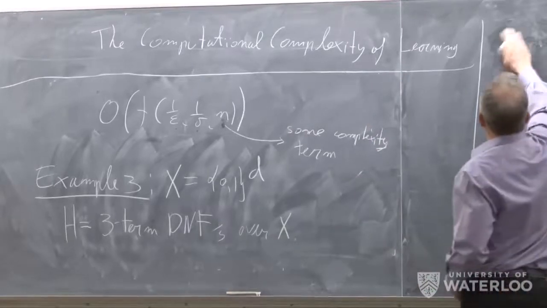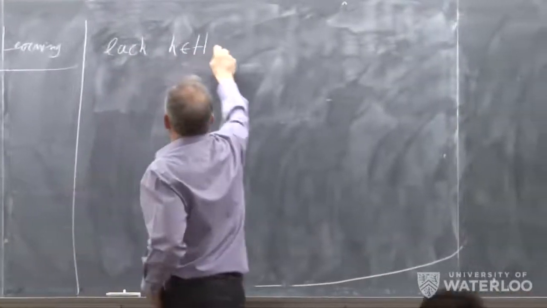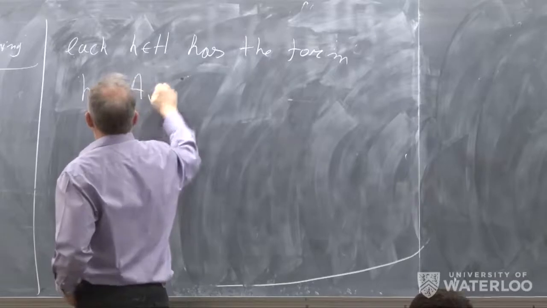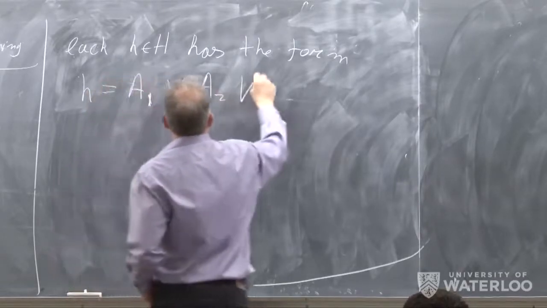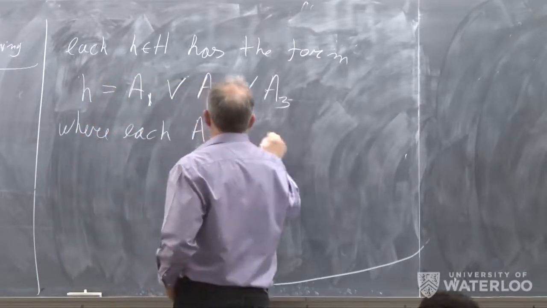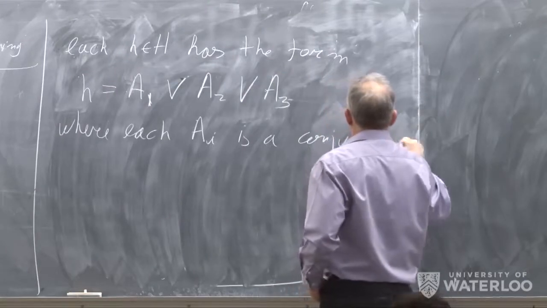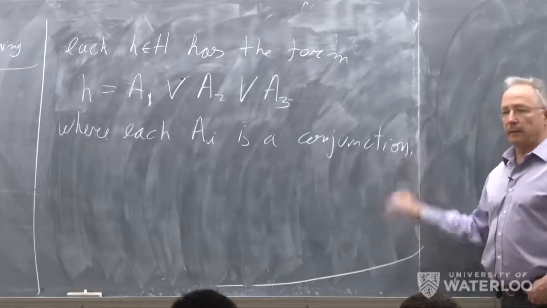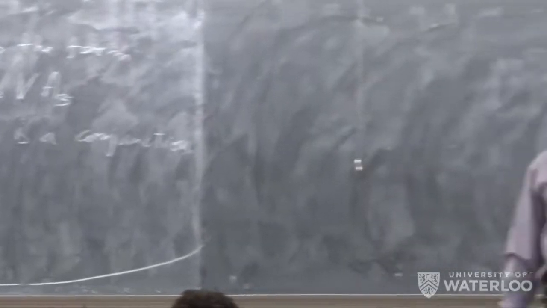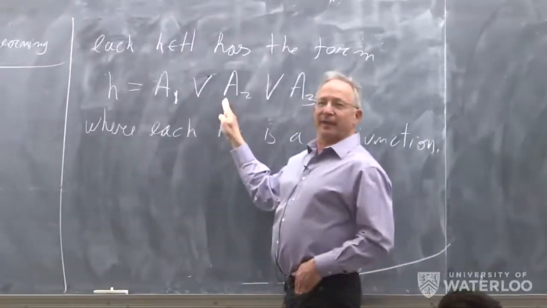Every h in H has the form h equals A1 or A2 or A3, where each Ai is a conjunction. So now I allow more flexibility. Before I said, in order to be accepted to my program, you have to be smart and rich and good looking. Now I'm saying, OK, you're either smart and rich or good looking, or I know your father. So I have here other options of getting accepted.